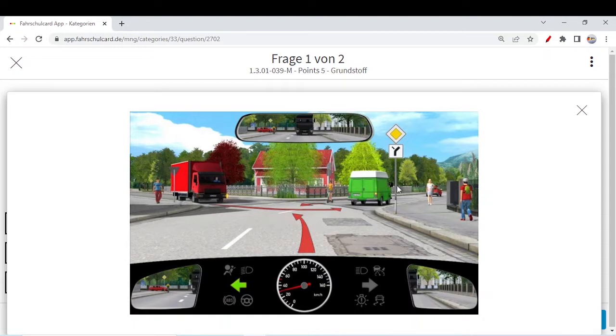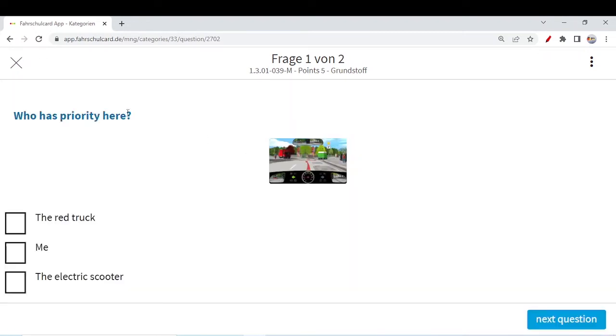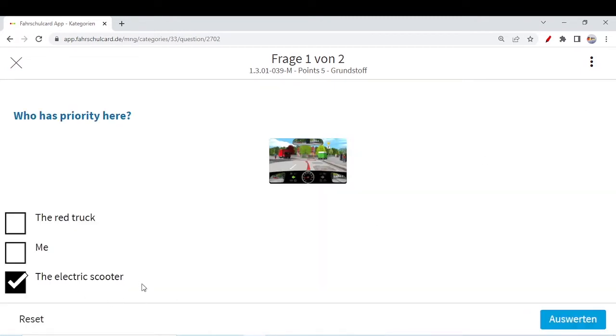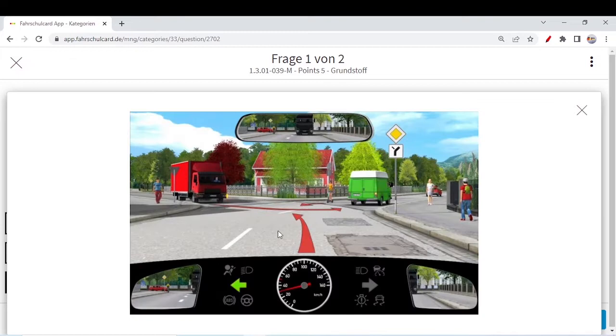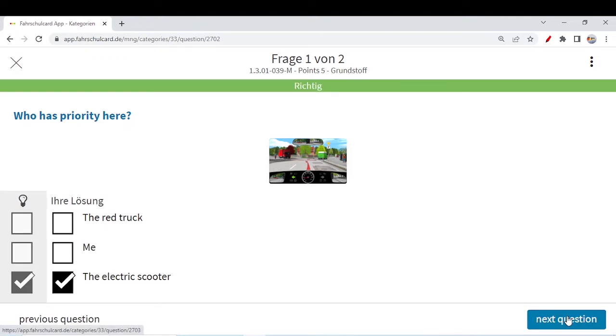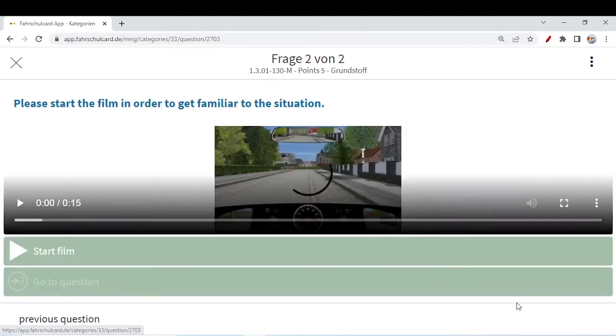So priority is clear. Who has the highest priority? Who has the priority here? Red truck, no. Clear, no. Me, not as well, because I am leaving the priority road. The electric scooter is staying on the priority road. If you can see from the direction of arrows as well, priority is being given to the electric scooter, because the electric scooter is staying on the priority road. Let's move to the next question.